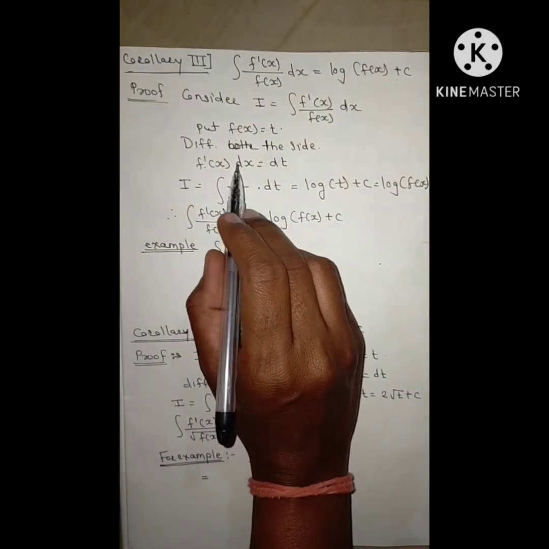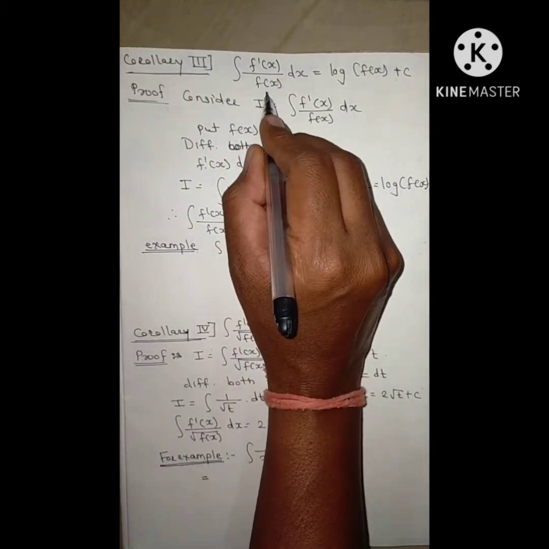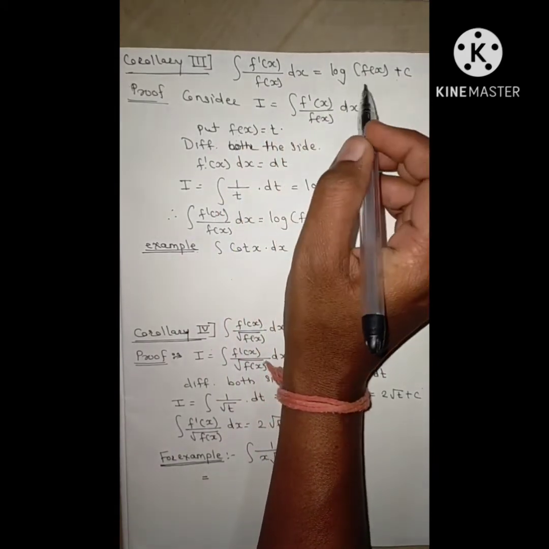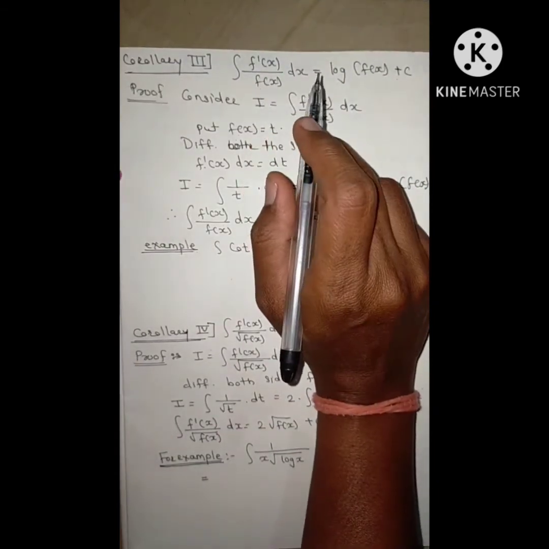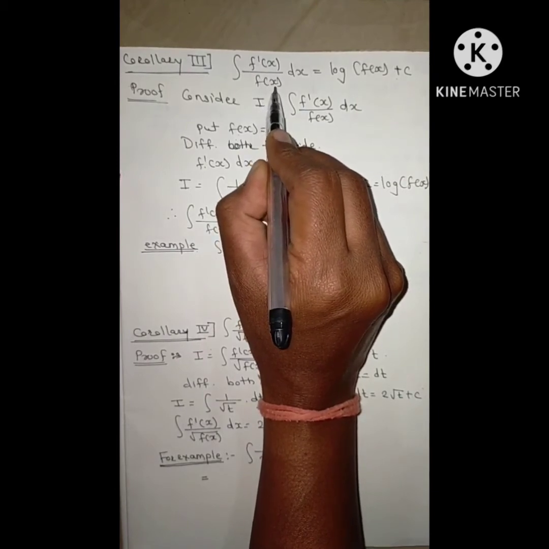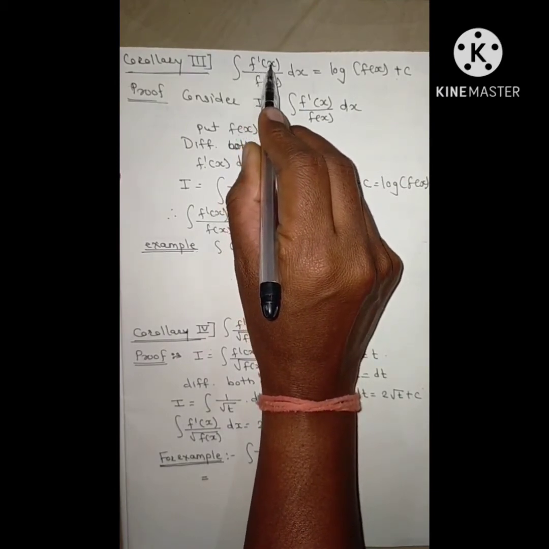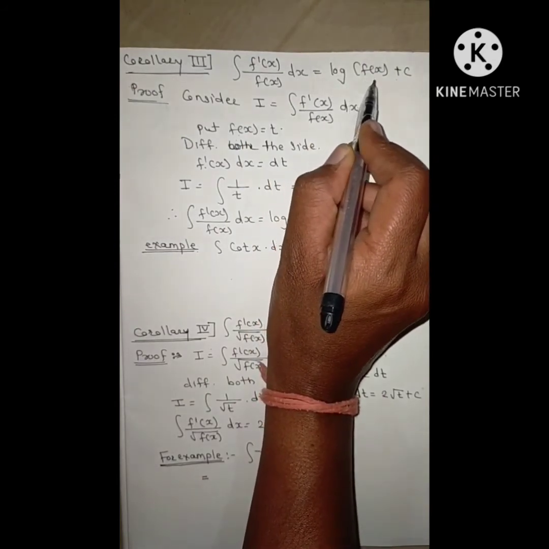Now we can study the corollary 3, that is integration f dash x divided by f of x dx is equal to log of f of x plus c. If we see this corollary, what do we see here? The derivative of the term in the denominator is given in the numerator, and the value of its integration is given to us as log of f of x.